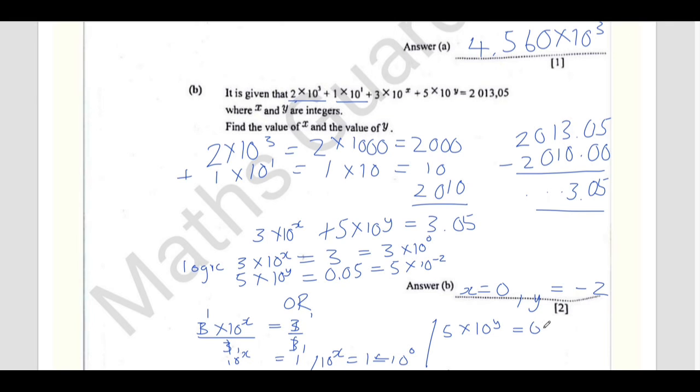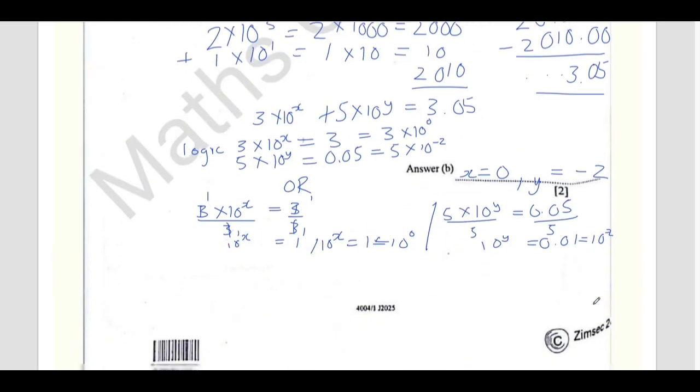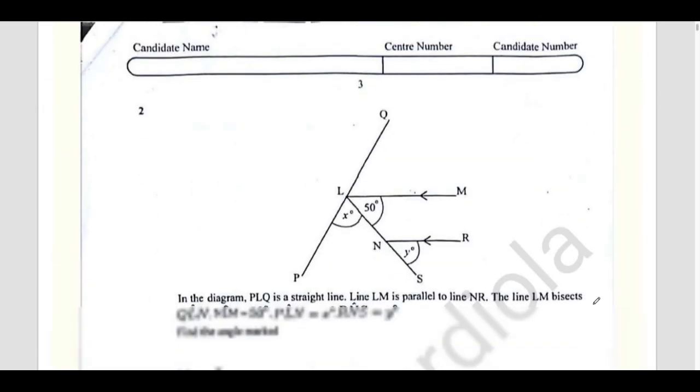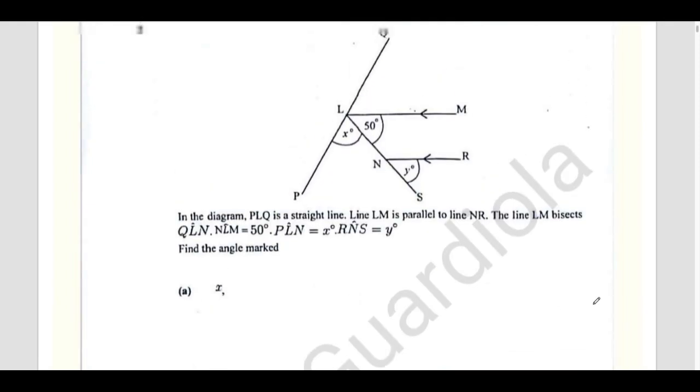5 times 10 to the power y is equal to 0.05. So we divide both sides by 5. Here we remain with 10 to the power y is equal to 0.01, because if we divide 0.05 by 5, we get 0.01. Now, we're going to express 0.01 as a power of 10. It is the same as 10 to the power minus 2. Again, we get 10 to the power y is equal to 10 to the power minus 2, and hence y is equal to minus 2.